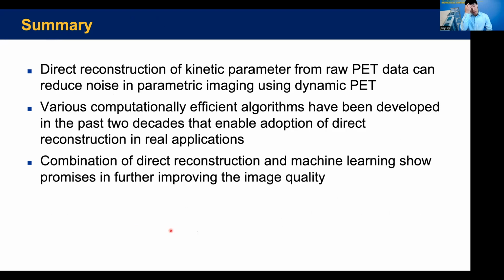So in summary, I hope I have convinced you that direct reconstruction of kinetic parameters from raw PET data can reduce noise in parametric imaging. Various computationally efficient algorithms have been developed in the past 2 decades that enable adoption of direct reconstruction in real applications. And the combination of direct reconstruction with machine learning shows promise in further improving the image quality.